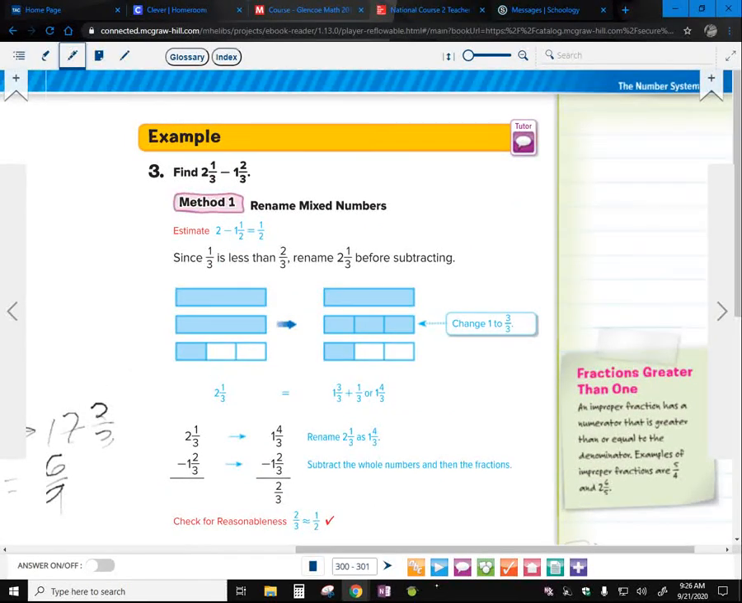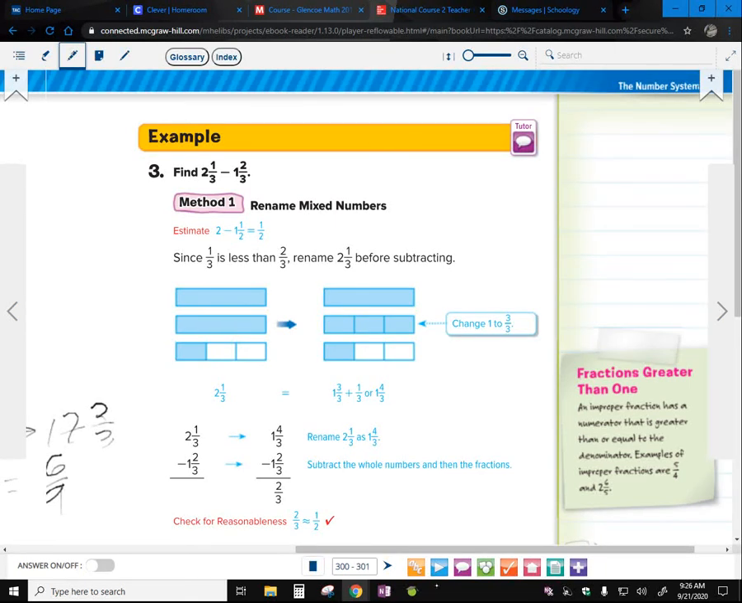So now the next example: find 2 1/3 minus 1 2/3. The significance of this one is the fraction is bigger for the subtrahend. There are two different ways of doing this. You can rename the mixed numbers, and you can estimate 2 minus 1 1/2 is going to be about 1 1/2. But since 1/3 is less than 2/3, you're going to rename 2 1/3 before subtracting.